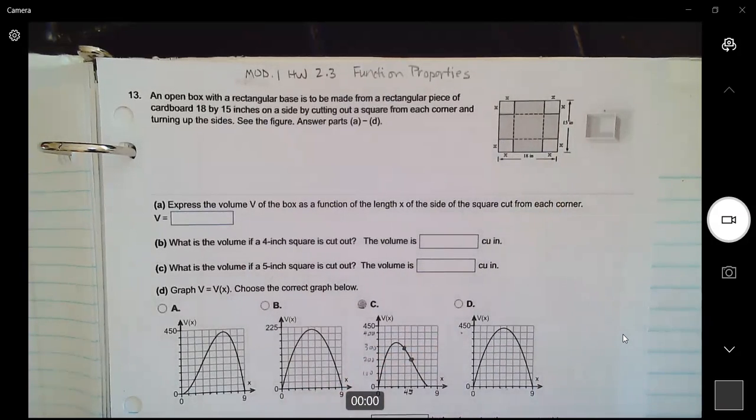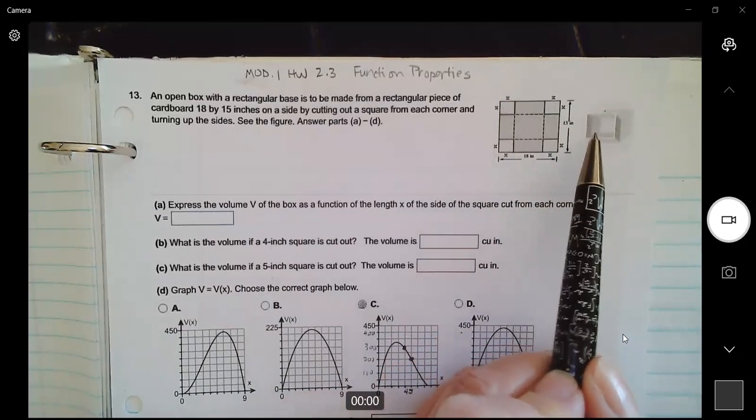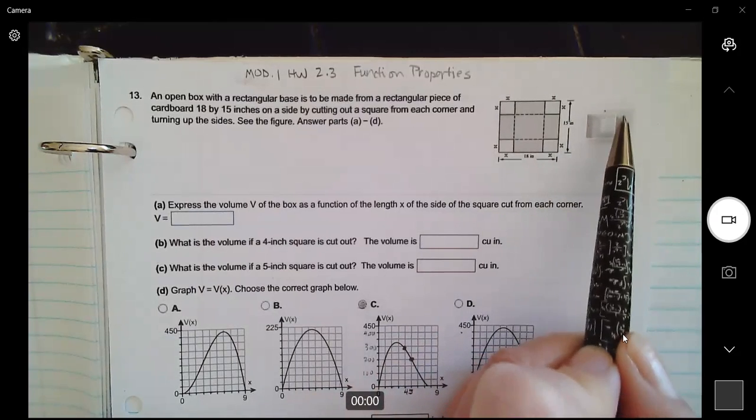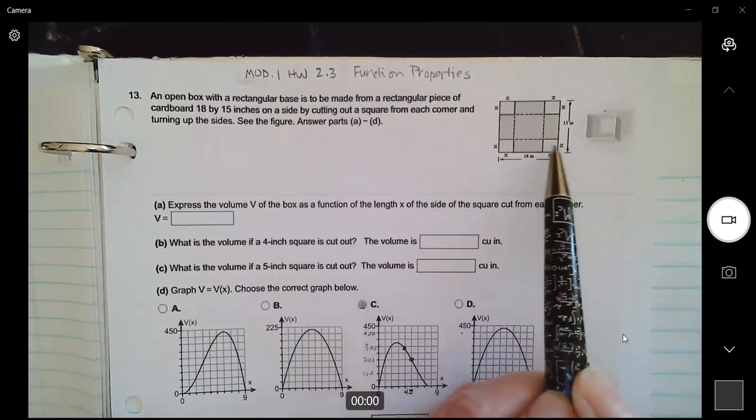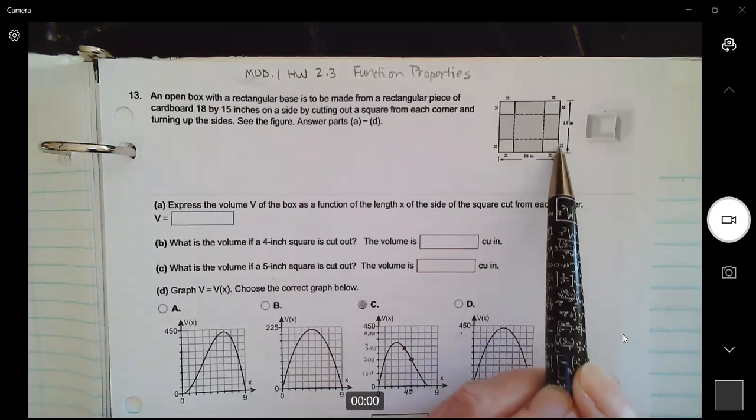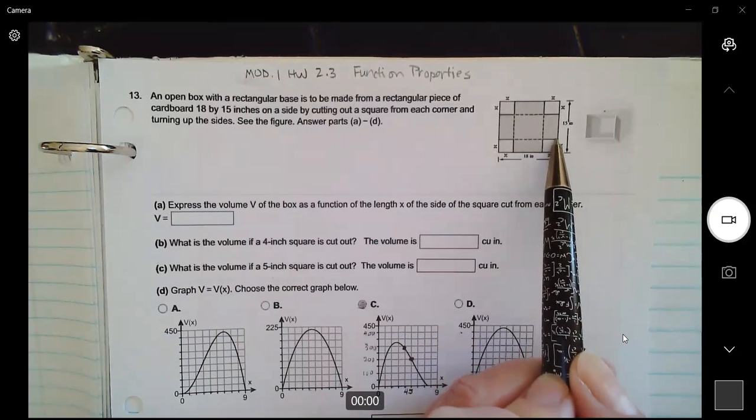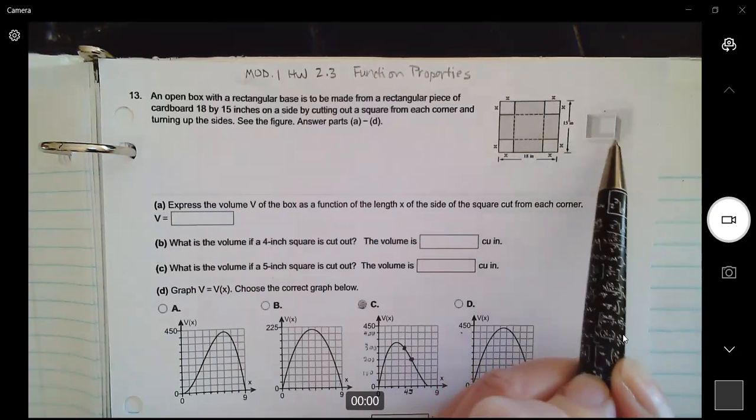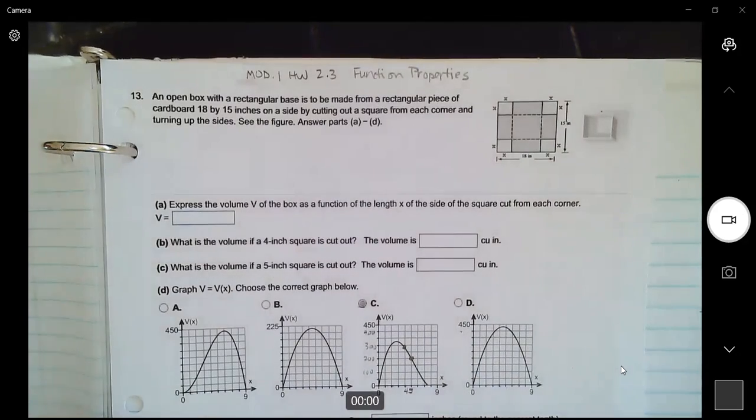So the volume of any box that looks like this, or any rectangular box, is going to be the area of the floor, so length times width, just like any rectangle, but then also times how tall the box is. And that's what this X value, this bit that we're going to cut out of the corner, tells you: how tall we're going to make the sides, because then we fold that up and it becomes this side over here. Okay, so I'm going to go over here to a regular piece of paper to work out the parts to the problem. Slide this back over here.